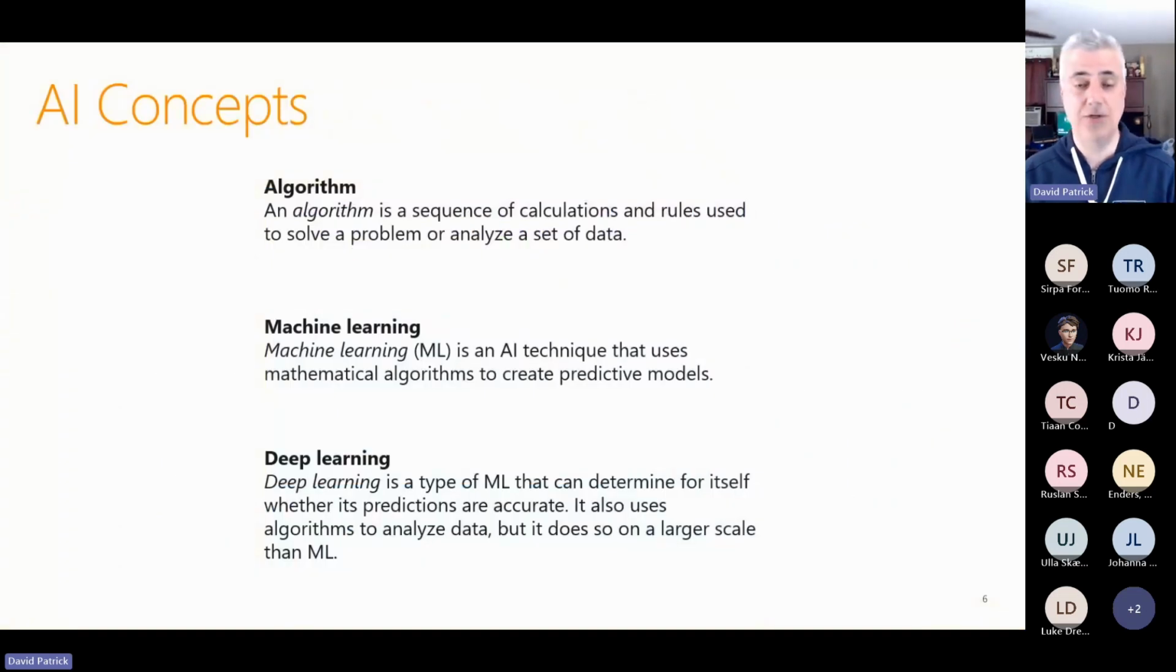These are some of the concepts that you need to be aware of if you're working in the AI space. Algorithm, again, sort of one of the fundamental things that makes AI possible, that sequence of calculations and rules to analyze a set of data or solve a problem. Machine learning, again, that specific technique that uses those mathematical algorithms to create those models that help make predictions.